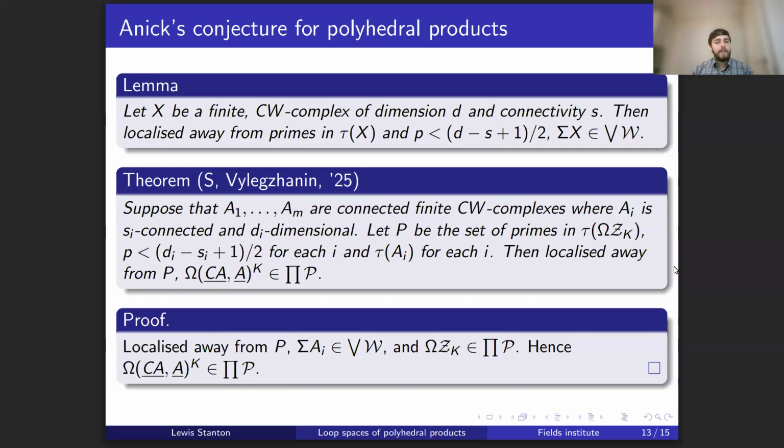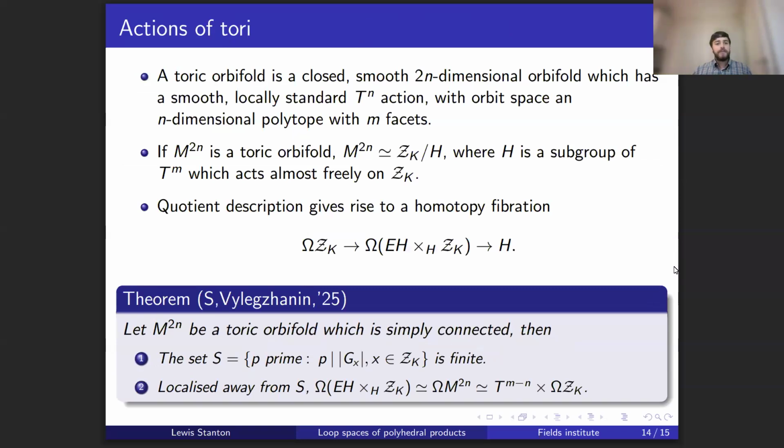Okay, thank you. Yeah, so there's two other applications then, which I will just quickly breeze through. And the first is toric orbifolds, which I know we've seen a lot of this week. And these are closed, smooth, 2n-dimensional orbifolds, which have a smooth and locally standard T^n action. And the orbit space of this will be a polytope, which, just to set up notation, will be an n-dimensional polytope with m facets. And if you have one of these toric orbifolds, then a model up to homotopy is as a quotient of a moment angle complex by some subgroup of the torus, which acts almost freely on the moment angle complex.